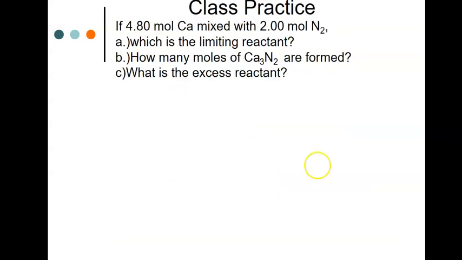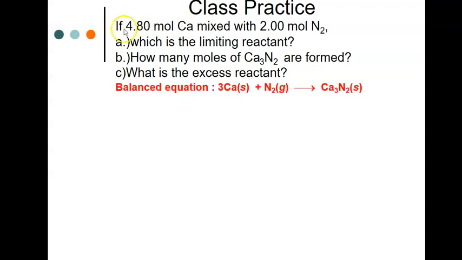Let's take another example. Now, get a pen and pencil and let's work this one out. Let me write the balanced equation. 4.80 mole of calcium is mixed with 2 mole of nitrogen. Which is the limiting reactant? How many moles of calcium nitride are formed? What is the excess reactant?